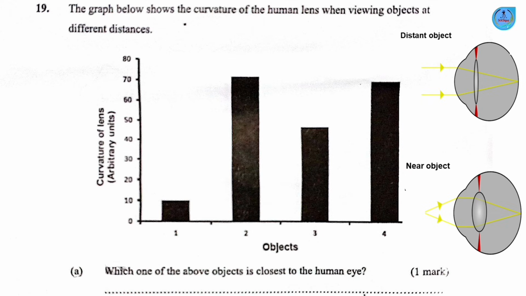Now, if you look at our question, the lens that has the highest curvature will be the one from the nearest object. Remember, when we look at objects that are near, the lens becomes thicker and more curved, okay, to bend the light rays onto the retina. The nearer the object, the more curved the lens will be. So, therefore, which one of the above objects is closest to the human eye? We are going to look at the object that has the highest curvature, okay? And that is number 2. By the way, number 2 and number 4 are quite close, but number 2 takes the cake.